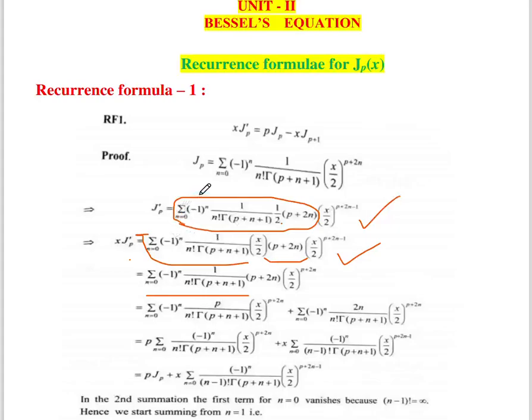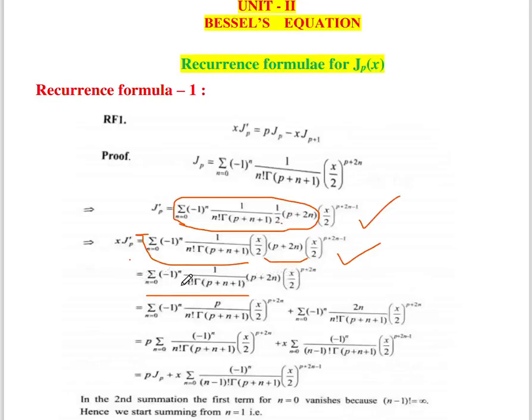We know that Jp equals summation n equal to 0 to infinity, minus 1 to the power n, 1 upon n factorial gamma of p plus n plus 1, times x by 2 to the power p plus 2n. Now take the derivative with respect to x on both sides. So the derivative of Jp, that is J'p, equals: this term is a constant term, so it can be written as it is. The derivative of this term is x by 2 to the power p plus 2n minus 1, and the derivative of this bracket is 1 by 2.